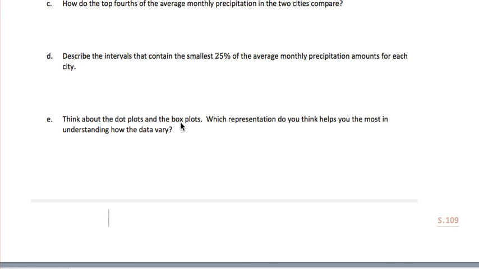Think about the dot plots and the box plots. Which representation do you think helps you the most in understanding how the data vary?